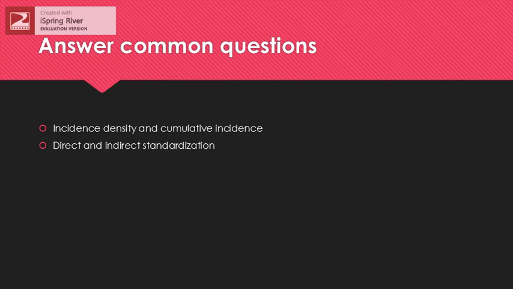Based on the discussion board from this past week, there were a couple of common areas of confusion. First was the difference between incidence density and cumulative incidence, and so we're going to really highlight that. And then direct versus indirect standardization, when do you use one versus the other, and so forth. So that's what I'm going to talk about first, to try to clarify some of these issues for you all before we go on to anything new.